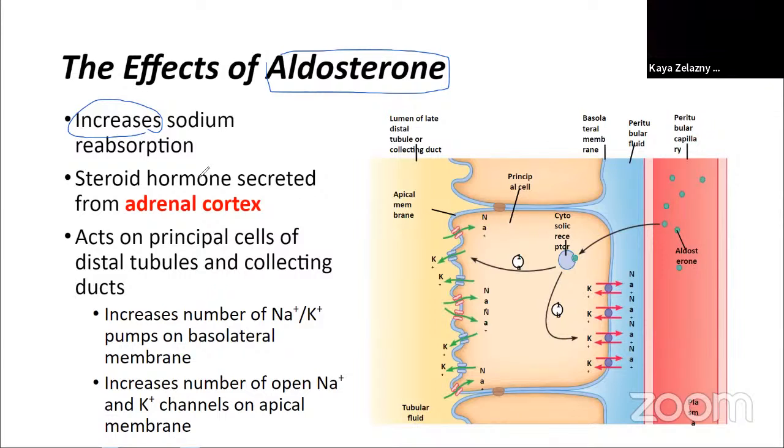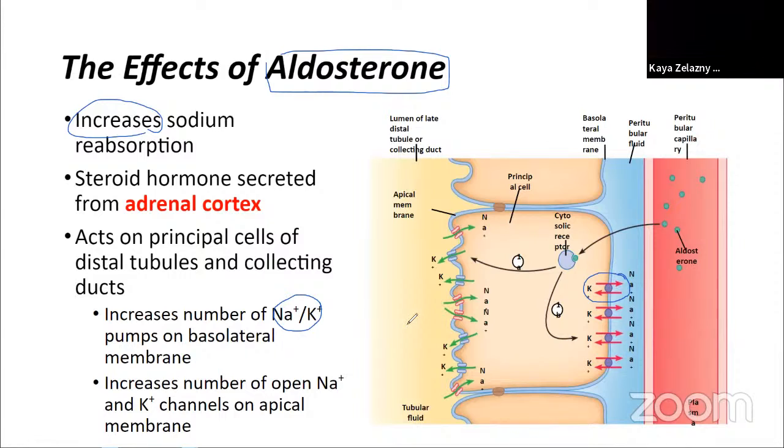Okay. So what aldosterone does is that it's going to increase the number of sodium potassium pumps. The sodium potassium pumps are on the basal or basolateral side of the membrane, aka on the side where we have the blood. That's all that basolateral means. Okay. So sodium potassium pumps, we have more of them when aldosterone is present.